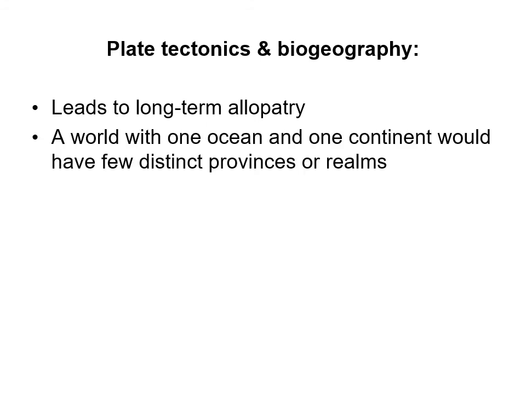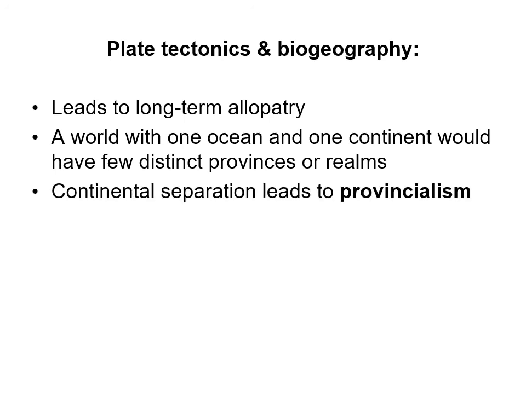Okay. Now think back to the Permian period when we had Pangaea, the supercontinent, a world with one giant ocean and one continent. We probably wouldn't have very many distinct provinces or realms. There's not a lot of physical separation and barriers. There's some, but not nearly as many as today. We have all these continents spread around the globe today, separated by oceans. Back in the Permian, we had one giant continent. So it was much easier for organisms to get from one side to the other.